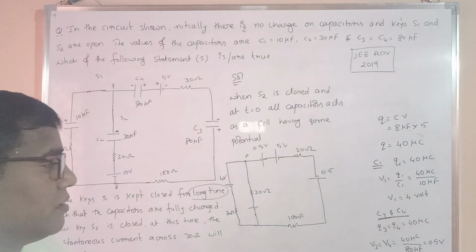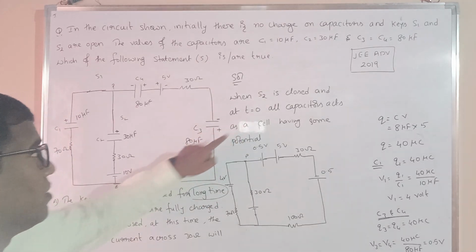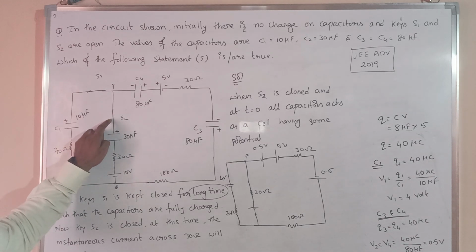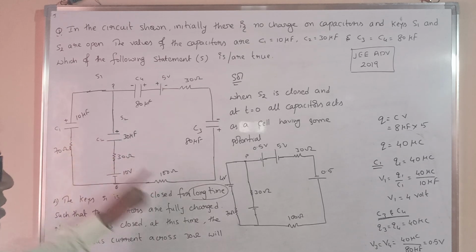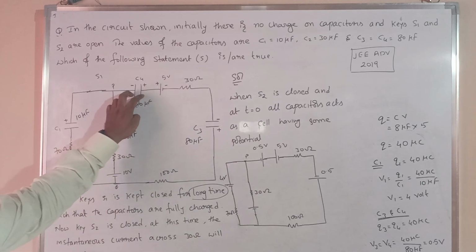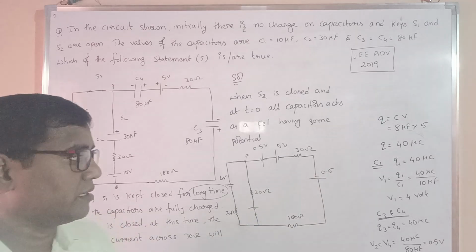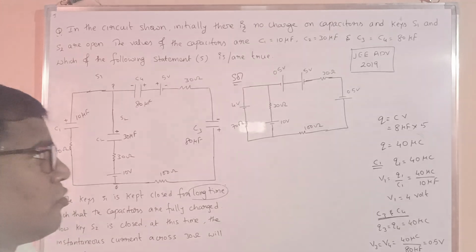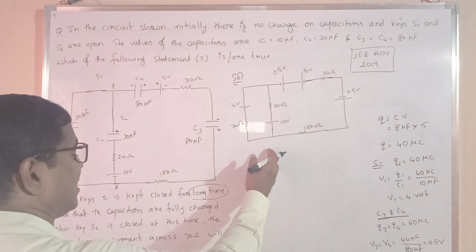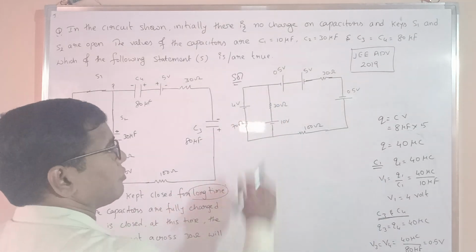I hope you are understanding. At t is equal to 0, when S2 is closed, initially it is not charged, that's why it behaves as a conducting wire, just a normal wire. And charged capacitors behave as a cell, having the potential we calculated. Further, we will solve. This is the modified circuit. Now we are going to calculate the current across the 30 ohm resistor.